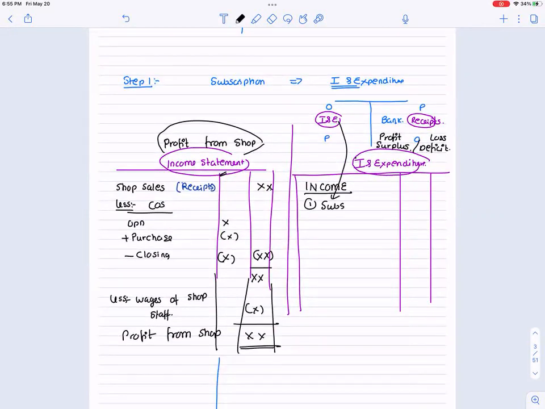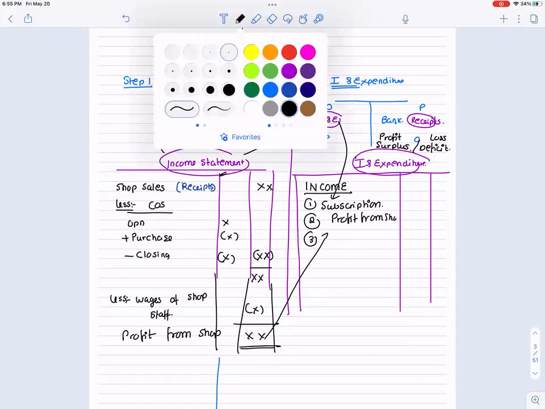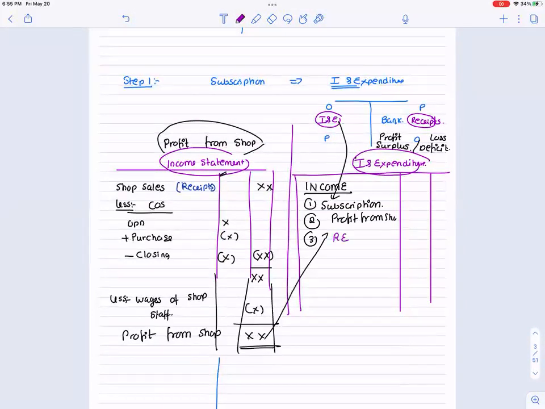Income and expenditure: subscriptions. The second income that you will record over here is profit from shop. The third income that you would record over here would normally be given on the receipt side, which would either be donations or profit from competition. Profit from any competition or anything that you have organized, either a picnic, a fair, or a competition.